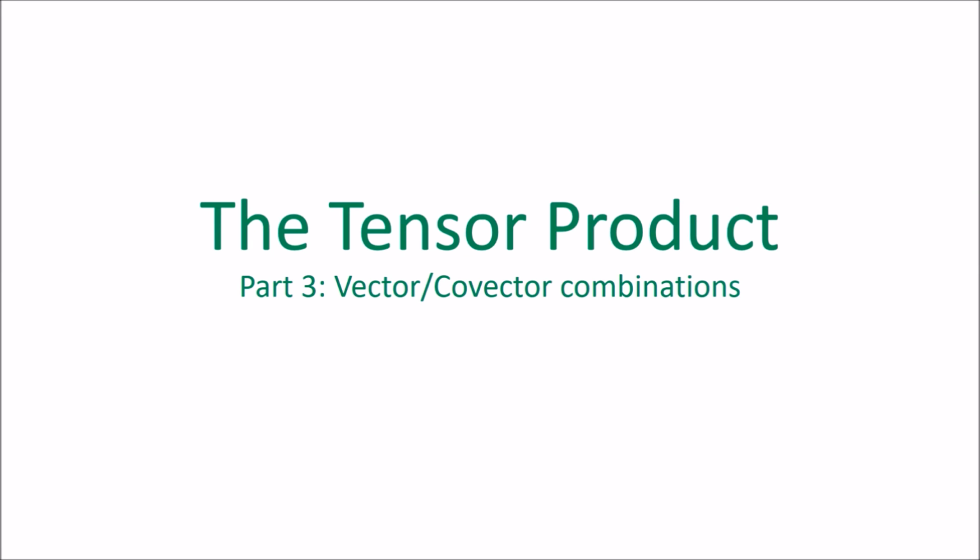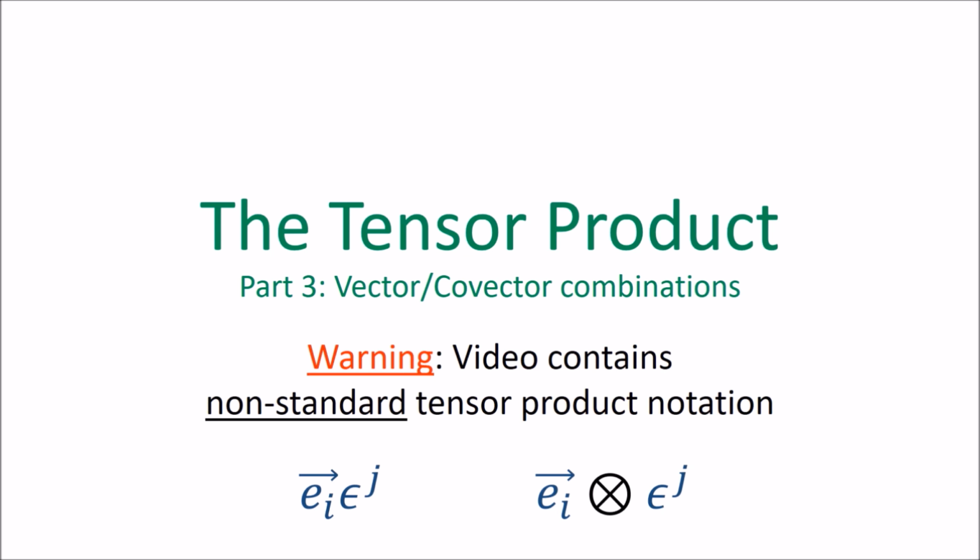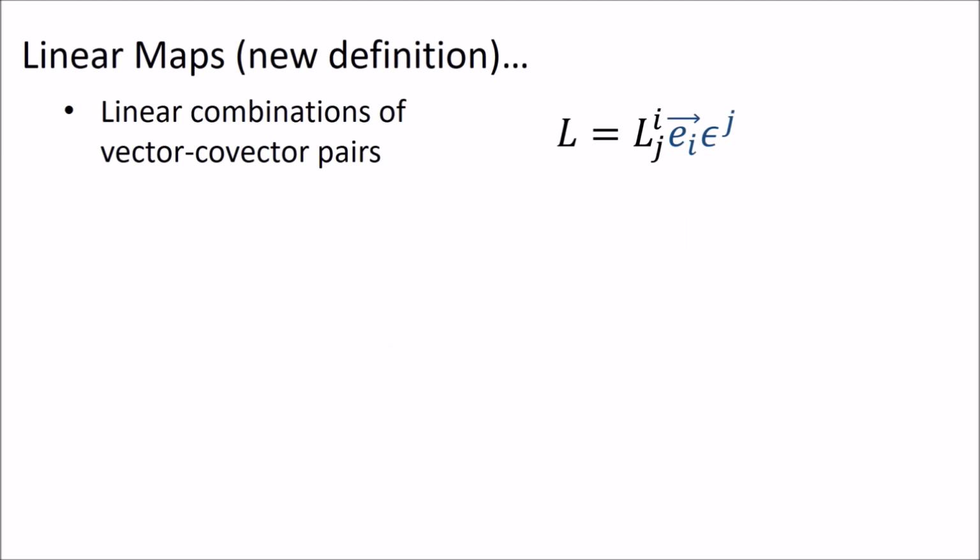So in this video, we're going to generalize what we've learned so far with the tensor product and talk about general tensors that can be made using any combination of any number of vectors and covectors. And just a reminder, I'm using non-standard tensor product notation. Your textbooks will write it with this circle times symbol, and I'm just going to leave that symbol out.